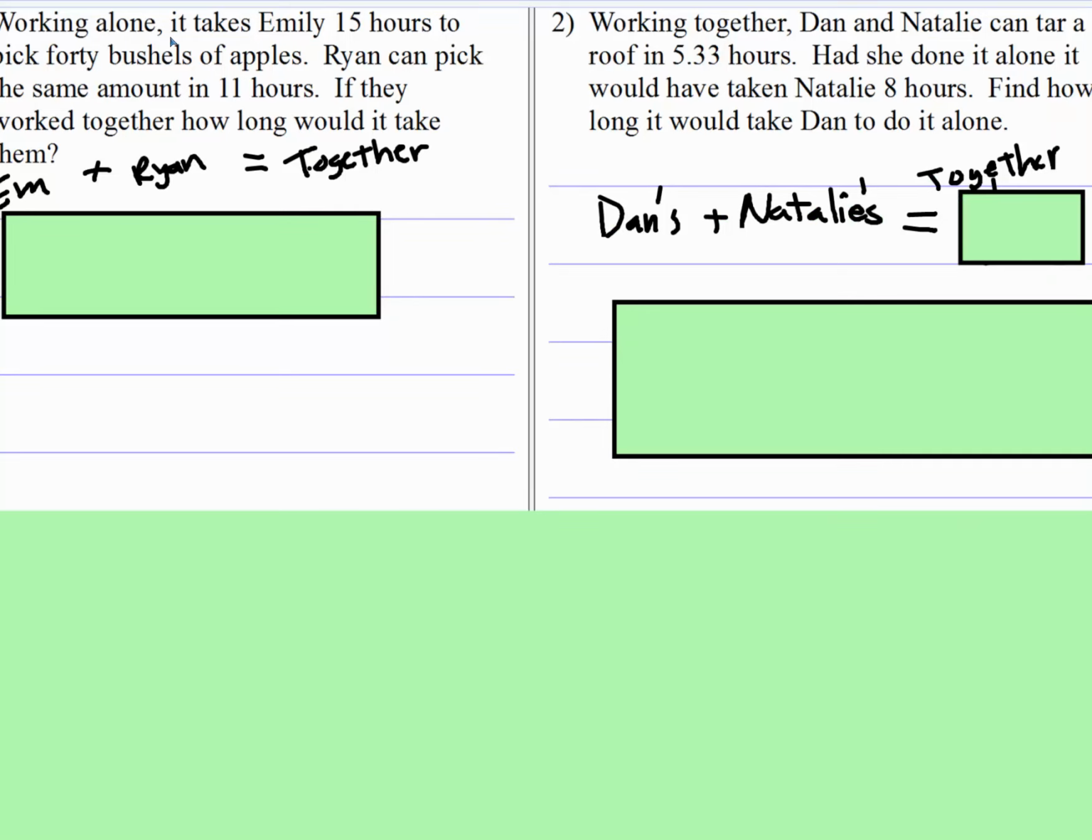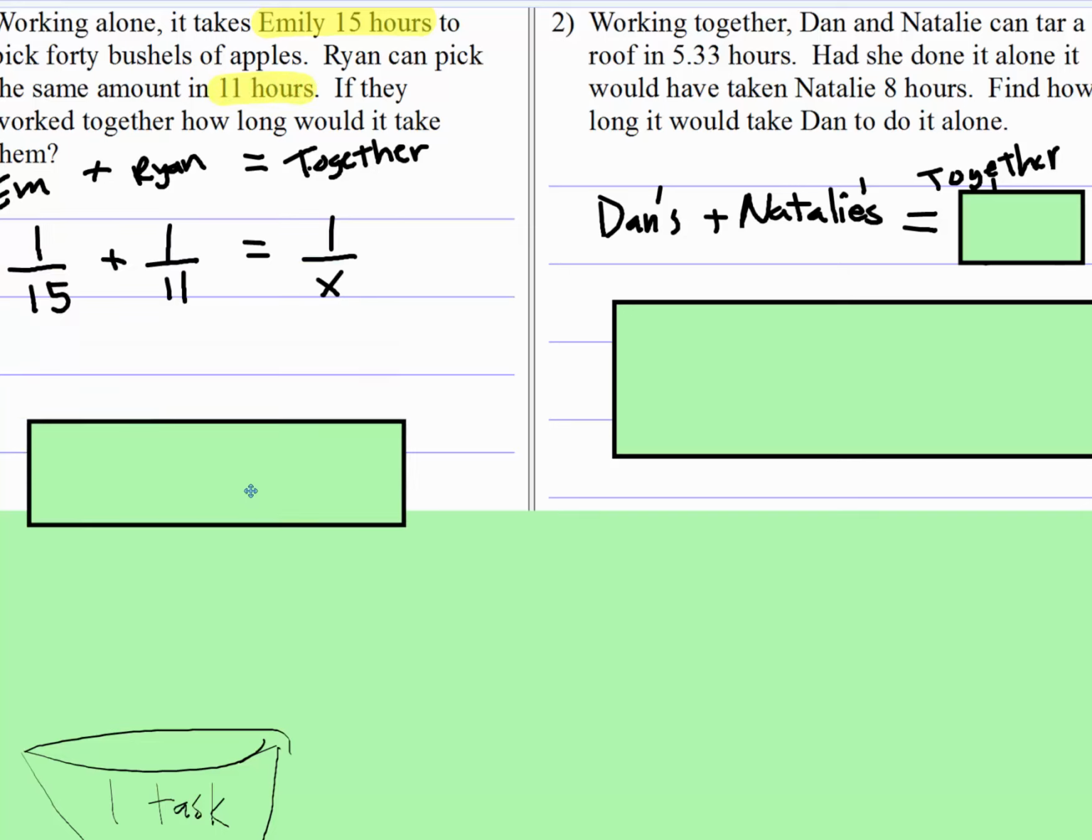So notice, working alone, it takes Emily 15 hours to pick 40 bushels of apples. Remember, picking 40 bushels of apples, that's just a distractor. A 40 bushel container might look something like this. So this 40 bushel container is just the one task. Ryan can pick. So here's one. They give us the two. We know how long it takes Emily, and we know how long it takes Ryan. So this would be the setup.